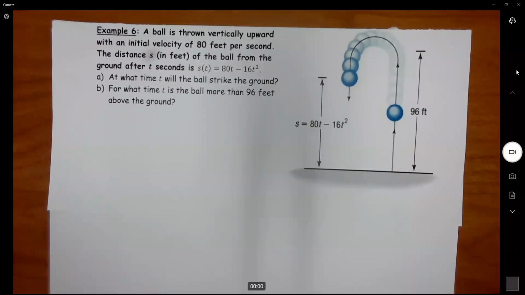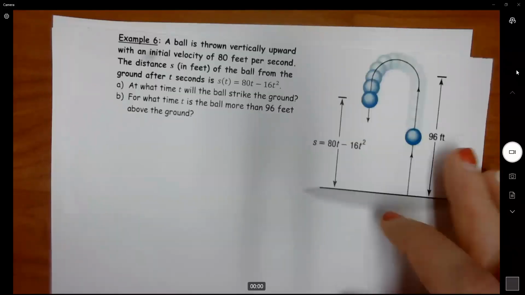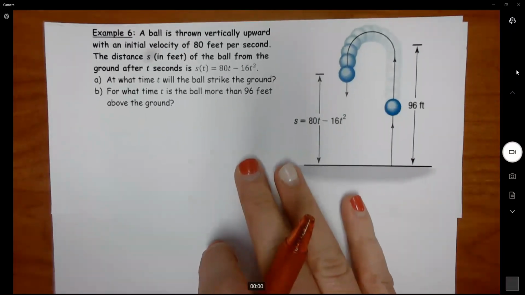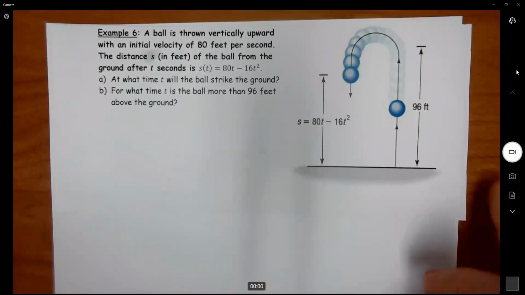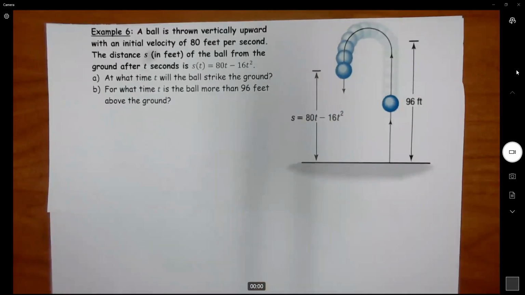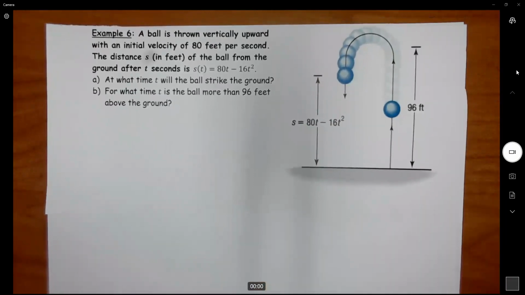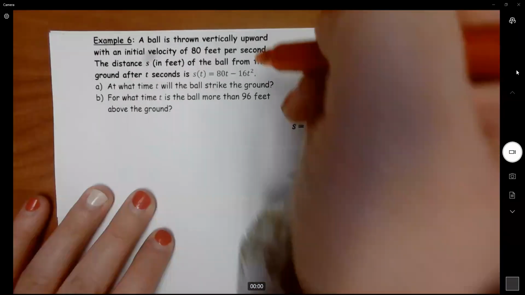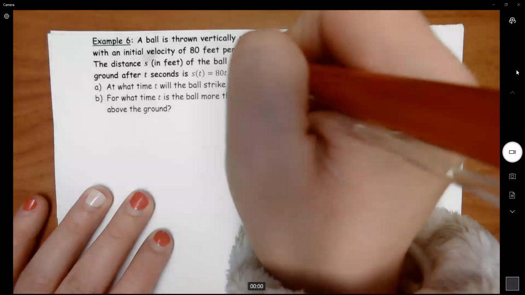All right, and then to end this lesson, we're going to do a combo of what we've been doing. We're going to solve this application problem that has a quadratic equation and then also a quadratic inequality. The ball is thrown vertically upward with an initial velocity of 80 feet per second. The distance s in feet of the ball from the ground after t seconds is this right here.